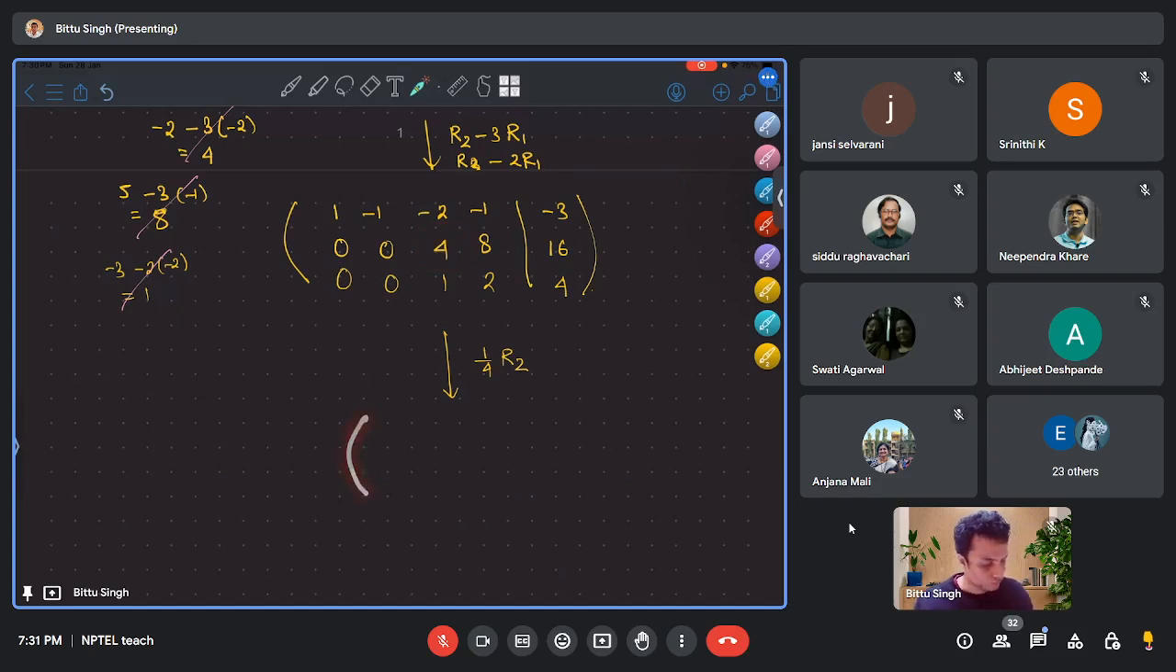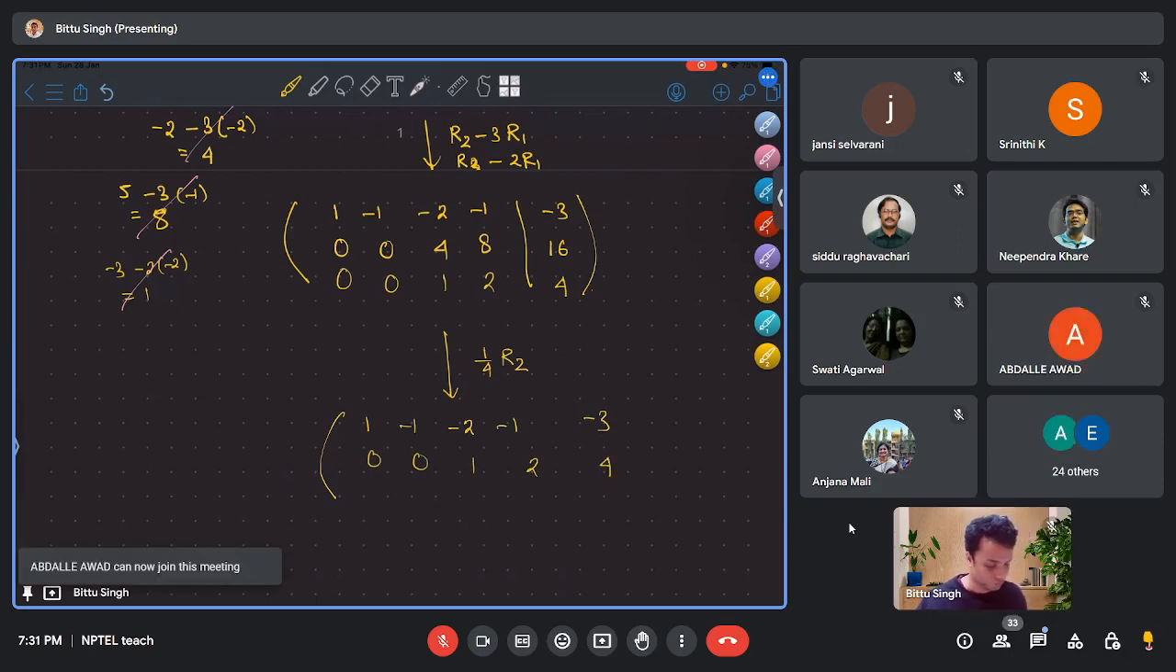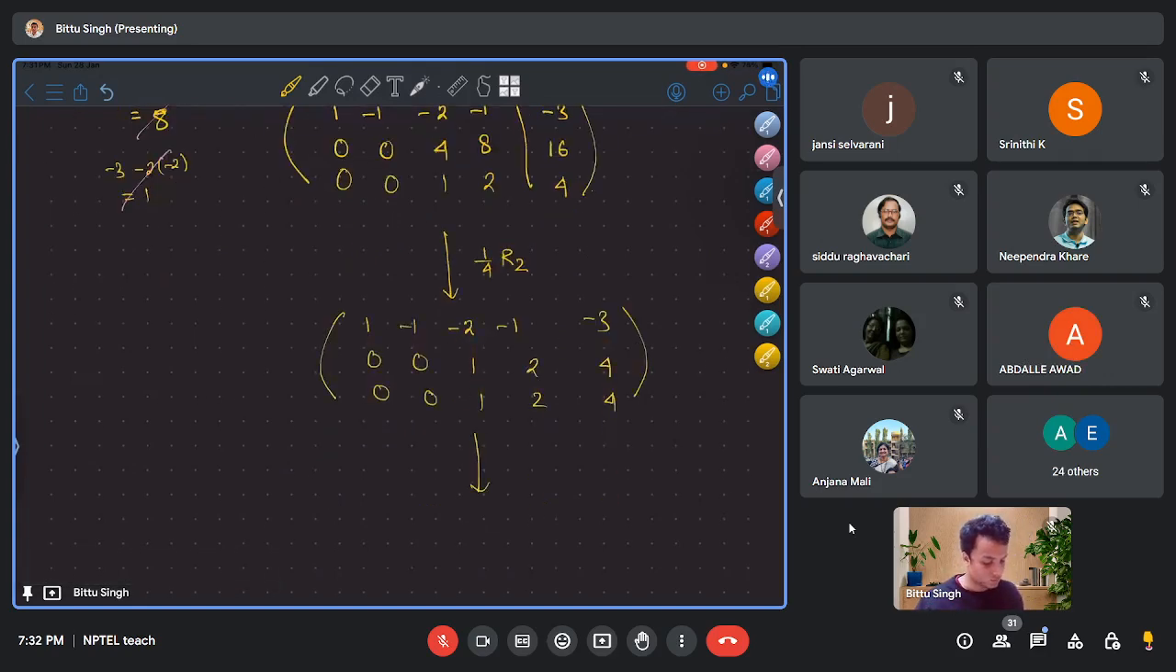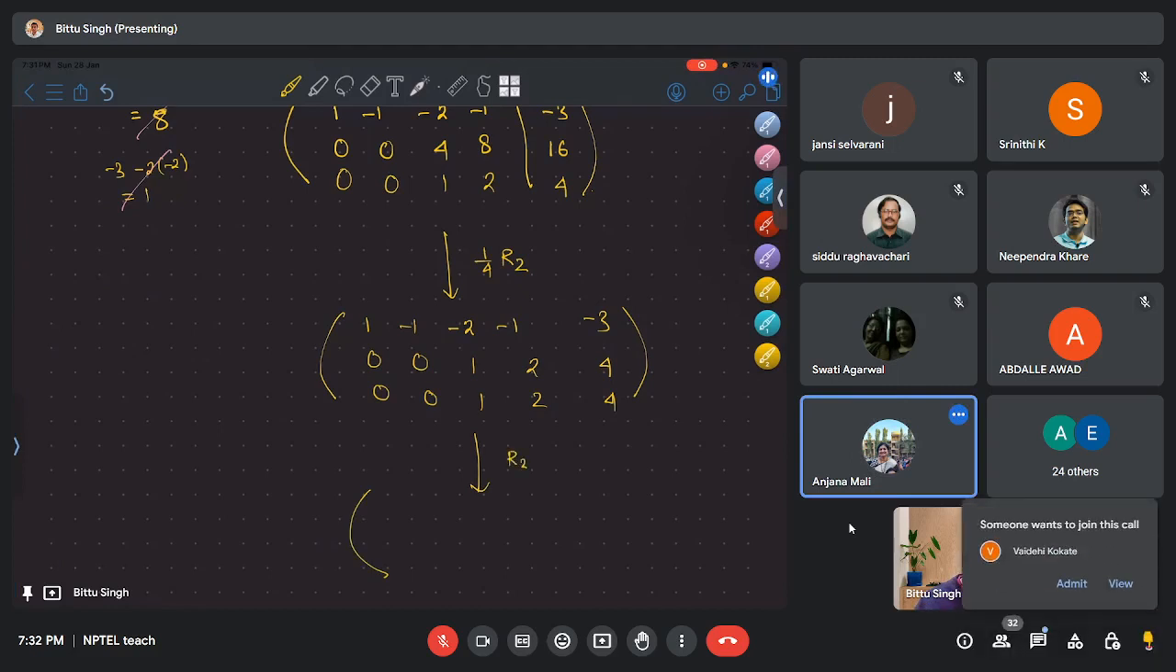Therefore, what can we do? Just multiply the second row with 1/4. The first row remains the same, but the second row is 0 0 1 2, and now 1/4 of the second row, that is 4. Again 0 0 1 2 4. Now what is the operation? Row operation again. R3 minus R2. Yes, R3 minus R2.